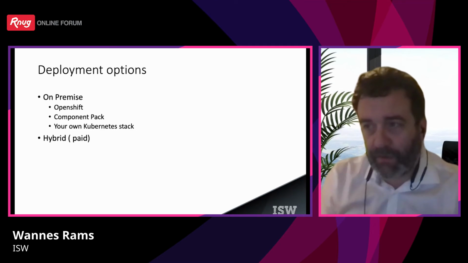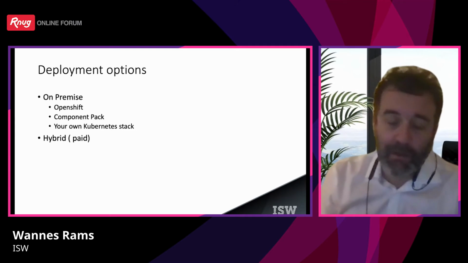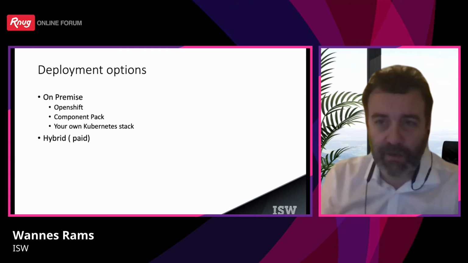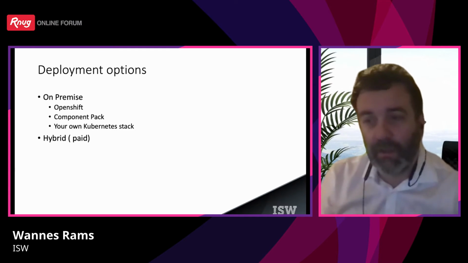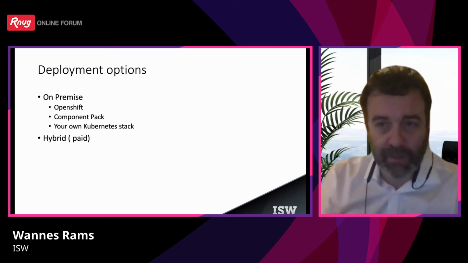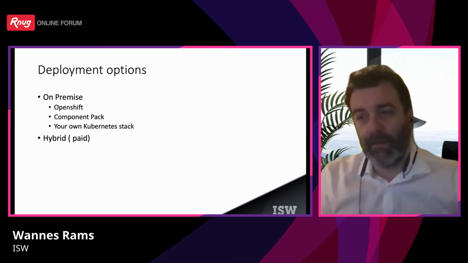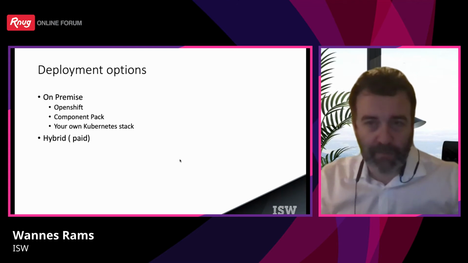Obviously, the advantages of installing it in Component Pack are that Mongo already exists, Redis already exists, all the components are there. It's just configuration. If you install it in OpenShift or your own Kubernetes stack, you're going to have to do a lot more installation and configuration. So it's going to be a little bit more complicated.